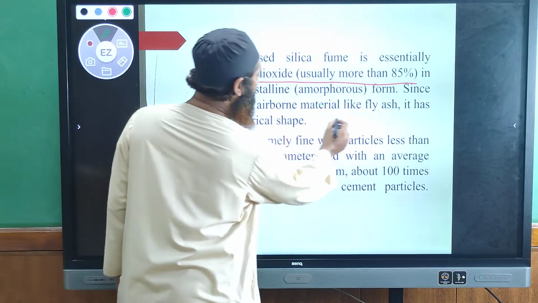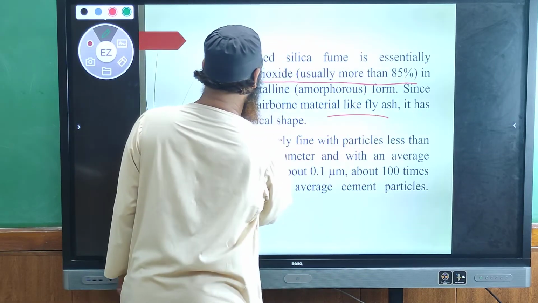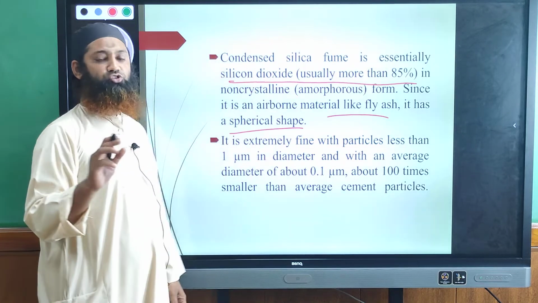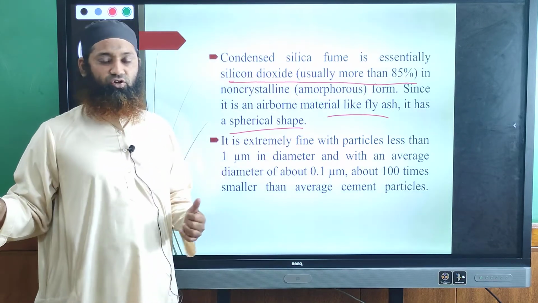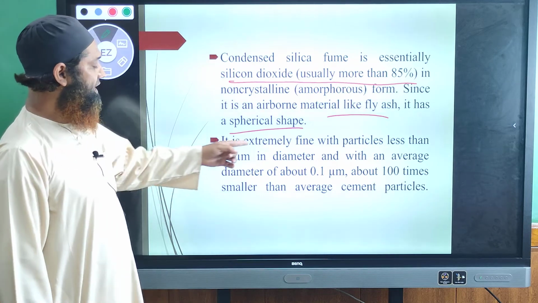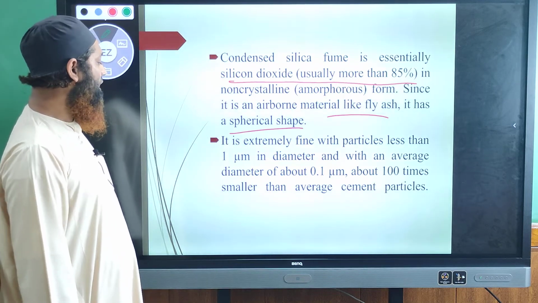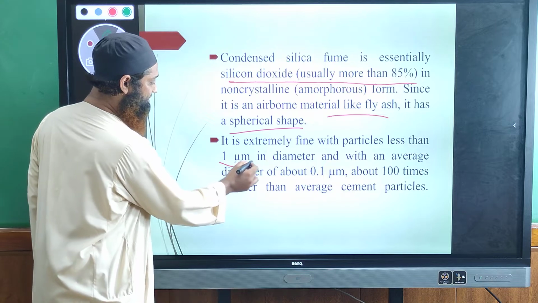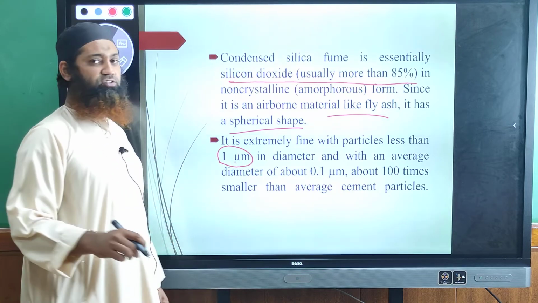Since it is an airborne material like fly ash, it has a spherical shape. In fly ash also the shape was spherical. It is extremely fine with particles less than 1 micron. You can just see this. This is important here, the size of the particles.